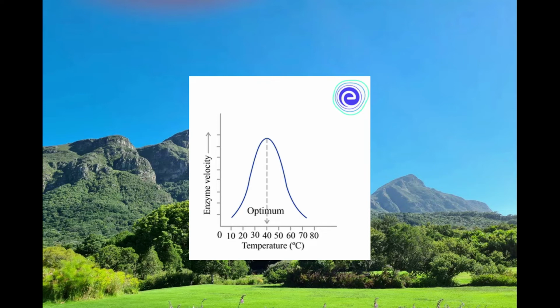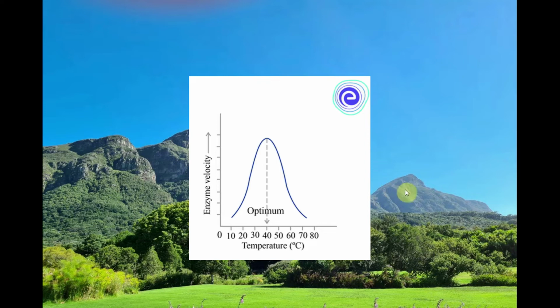Okay, activity decreases both above and below the optimum temperature. See here, below the optimum temperature the activity is less, and at high temperature also the activity is less. Okay, so that temperature is known as the optimum temperature.